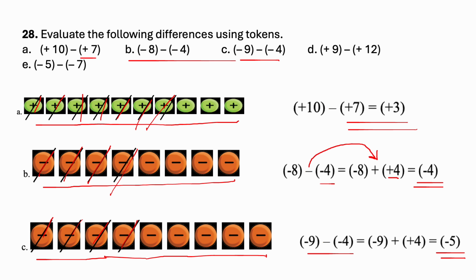You can do this like this. Change this subtraction sign to addition sign. Then take the additive inverse of minus 4, that is plus 4. So minus 9 plus 4 is minus 5.